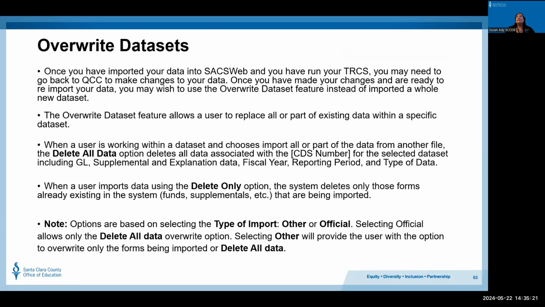If you ever need to overwrite your data set, so you've imported your original data set, you've looked at it, you've run your TRCs, and you've got some things you need to clean up back in your financial system, or for most of us it's QCC. And then you go back, you clean it up, and you're going to re-import. You don't want to go through the process that we just went through, because then you're going to have a second data set in your SACS web system. What you really want to do is re-import the data to overwrite the data that's in your original data set.